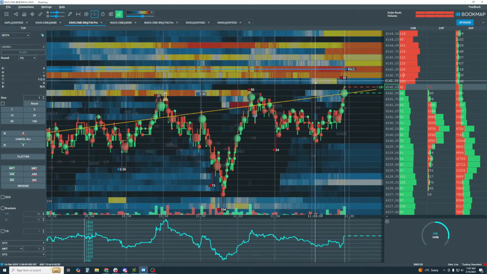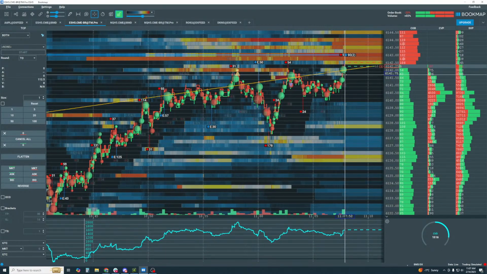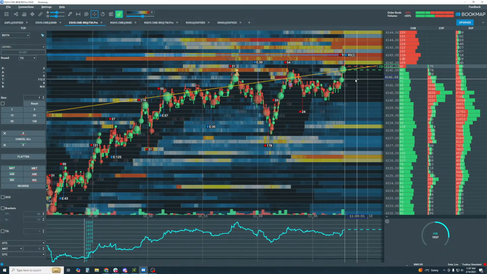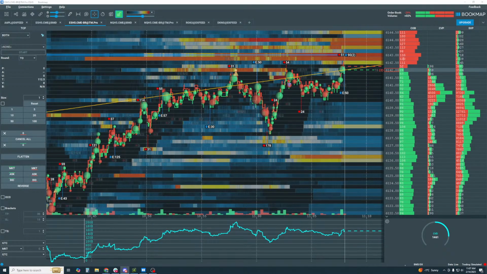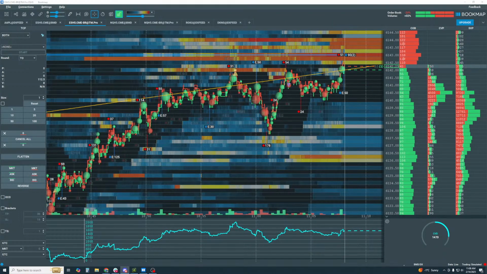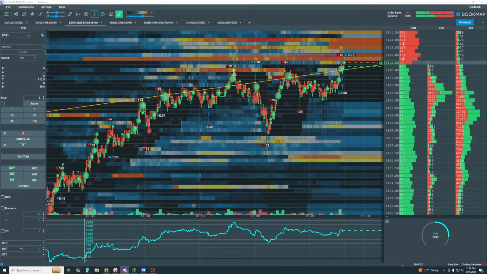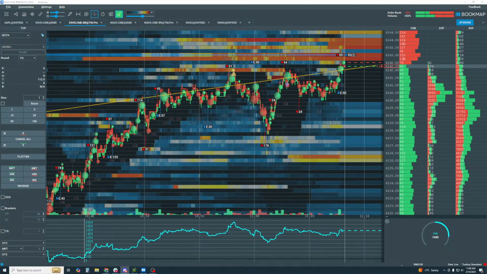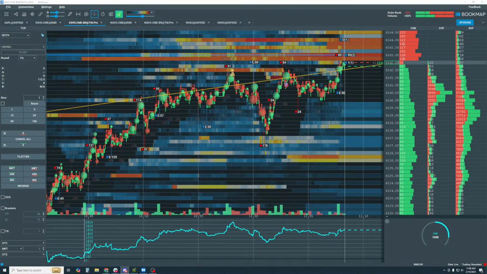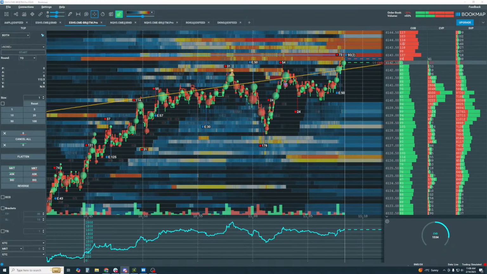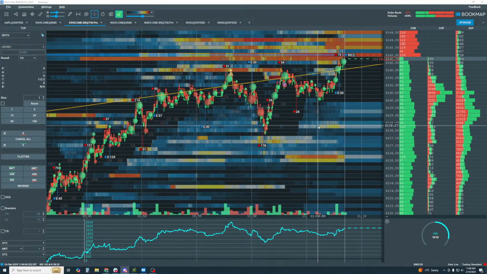All right, let's jump back to R. All right, so here we go. So we did get our pullback, and now we're getting our buyers coming back in again on the ES. Okay, so the new strength level indicator, absolutely, we can go through that. Yeah, they did. Just the developers just released that, and it's been updated.